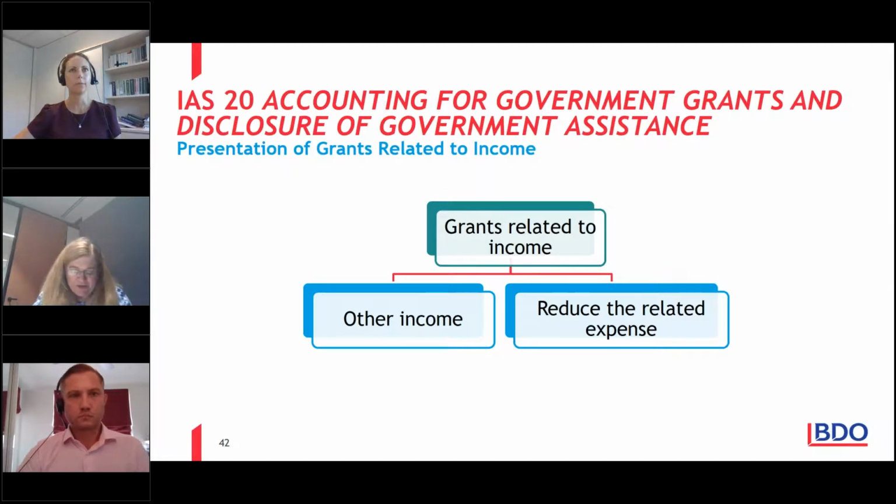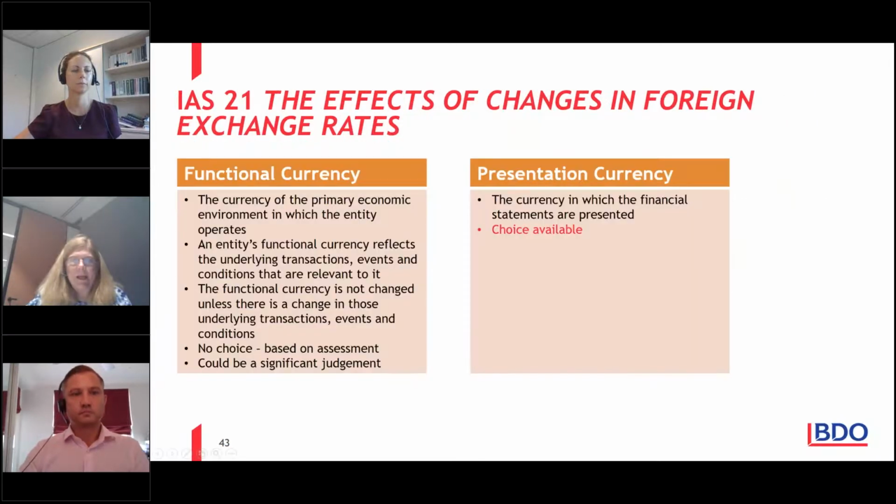Now, this one, if I think practically, what will we do around JobKeeper? If you've received JobKeeper, and JobKeeper clearly is a government grant, will you disclose JobKeeper as other income, or would you have JobKeeper as reducing the related salary expense? All right, so again, we've got choices available, and that's what Kevin referred to earlier.